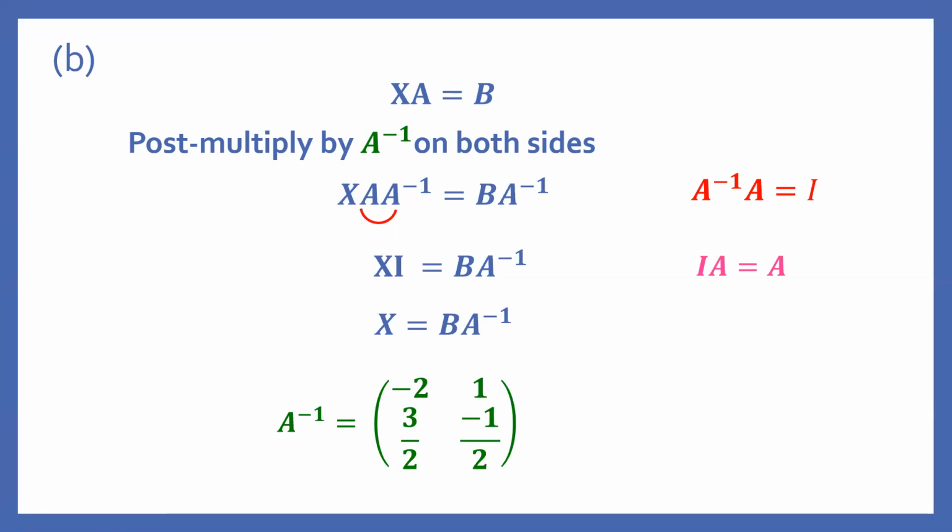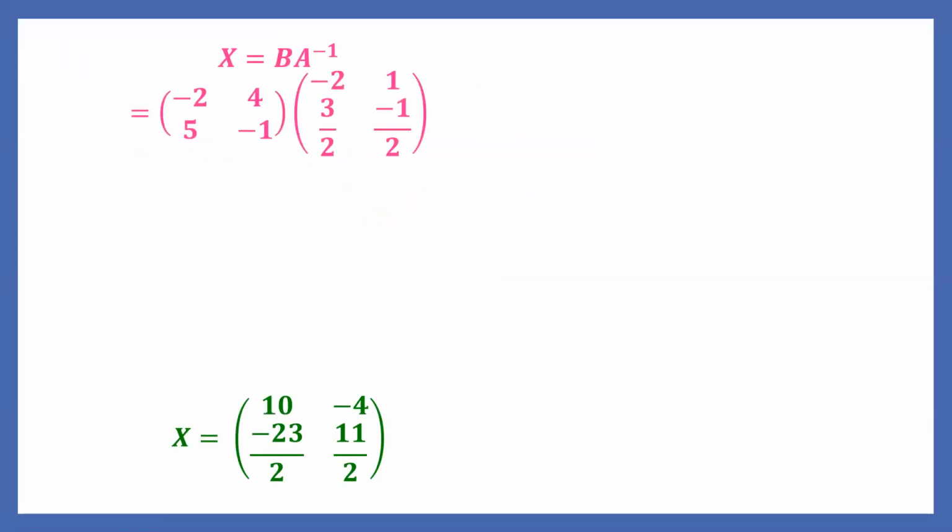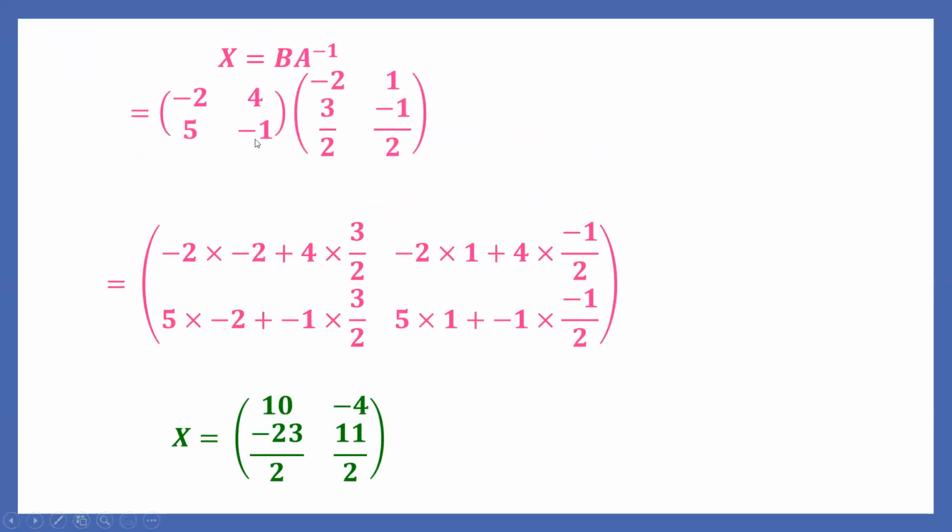And A inverse we had found in part A. So X will be equal to B A inverse. So you have B here times A inverse, and simplifying will give you X equal to 10, -4, -23/2, and 11/2. We have looked at two different cases. One where we have to pre-multiply and one where we have to post-multiply. So you need to be careful.